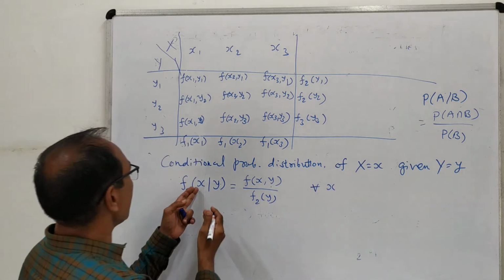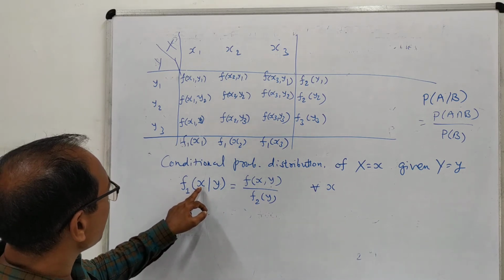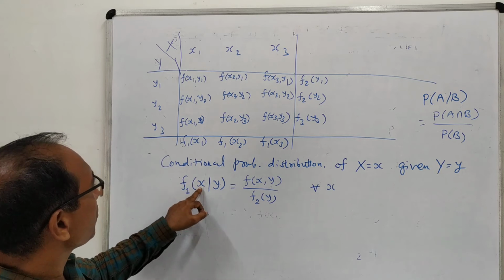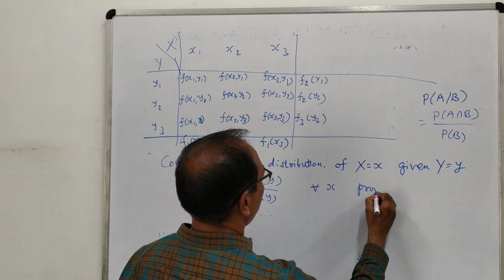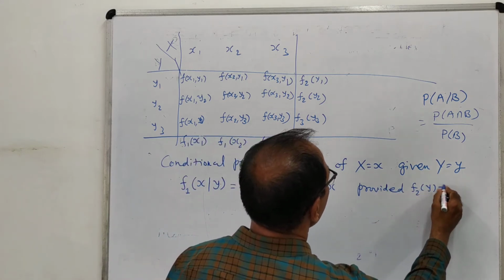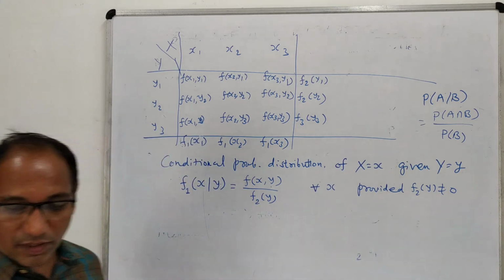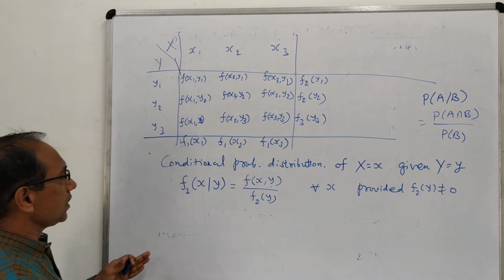And this is for all x. We can find out for x1 given y will be fixed. So here we can find out the conditional probability for x1, for x2, for x3, for all x, provided f2 y is not equal to 0, because if it is equal to 0, then it becomes meaningless. Okay, so this is the case.